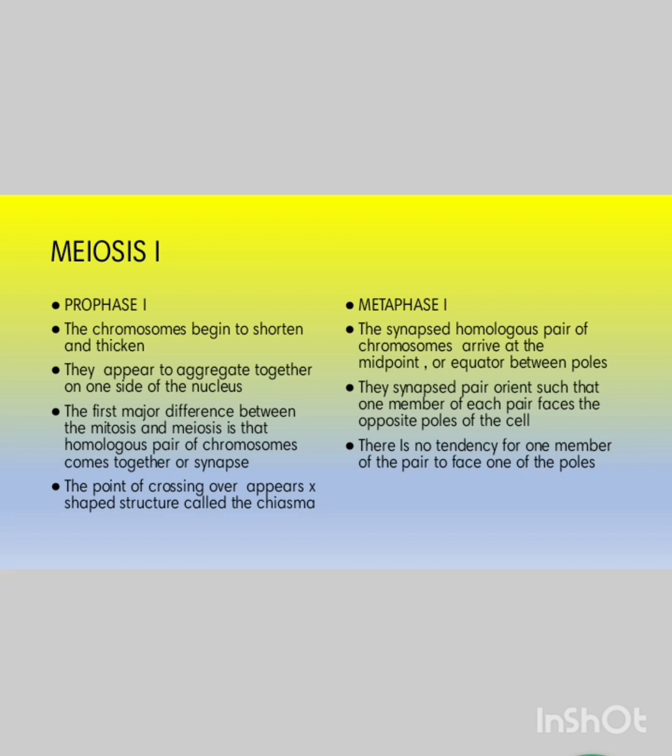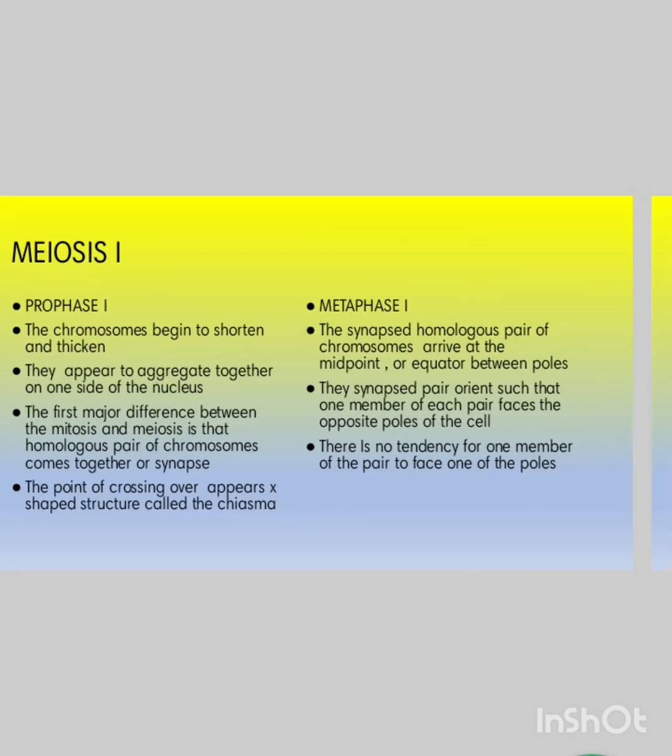And next, metaphase 1. The synapsed homologous pairs of chromosomes arrive at the midpoint, or equator, between the poles. The synapsed pairs orient such that one member of each pair faces the opposite pole of the cell. There is no tendency for one member of the pair to face one particular pole.